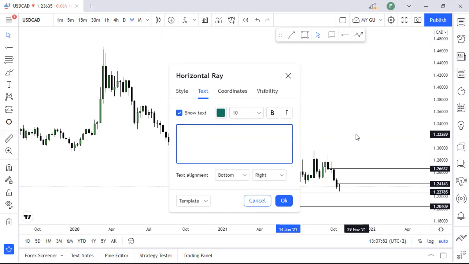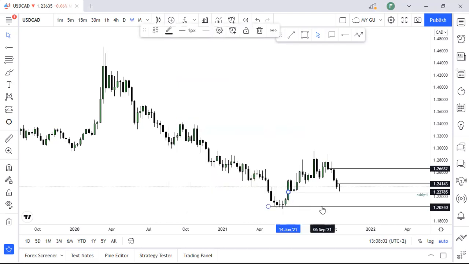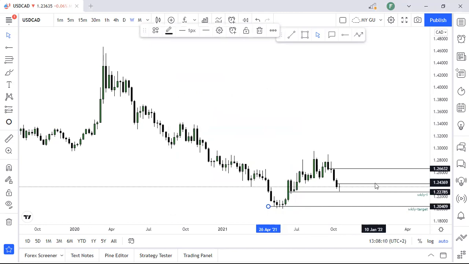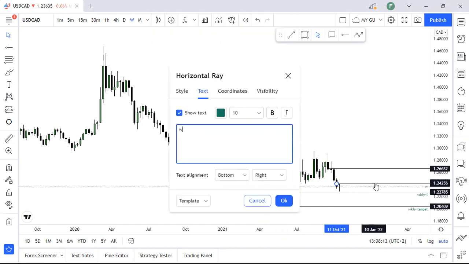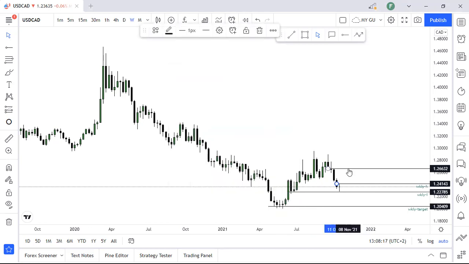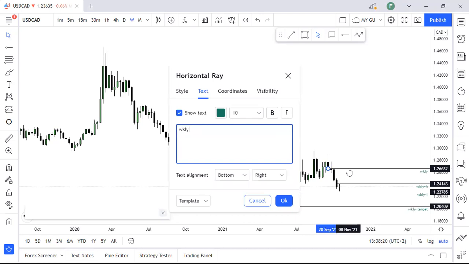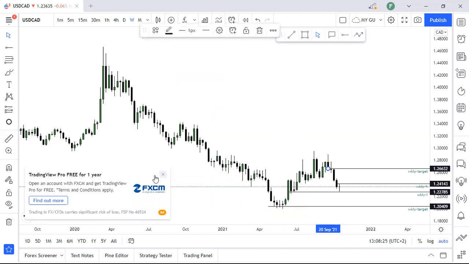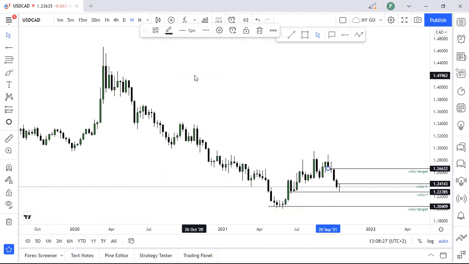So we're going to say weekly low, right? And then weekly target, right? And then we're going to say weekly high and weekly target, right? So we're done on the weekly time frame.